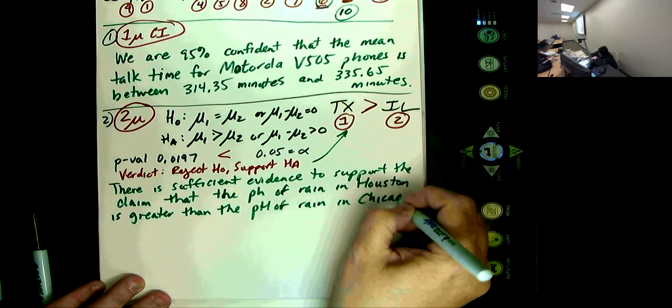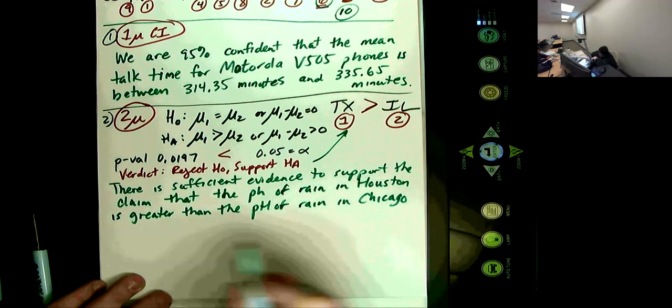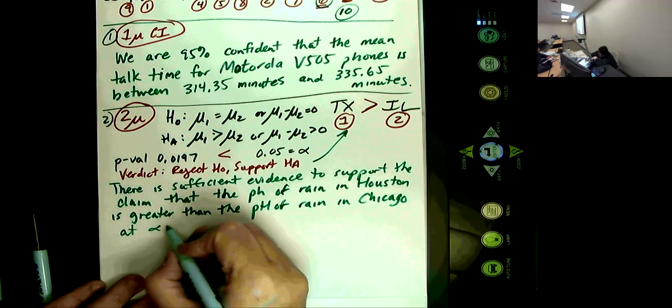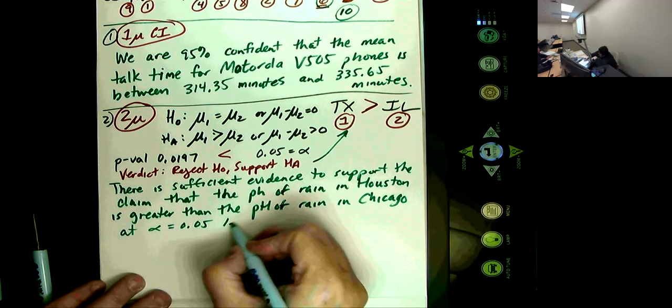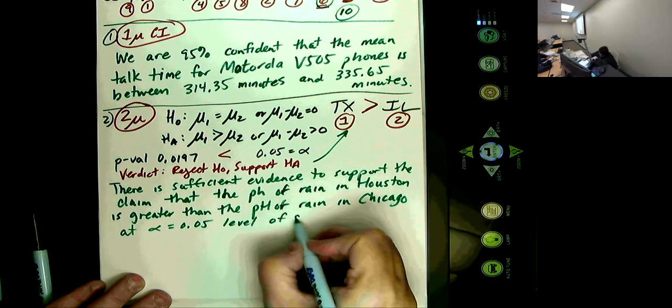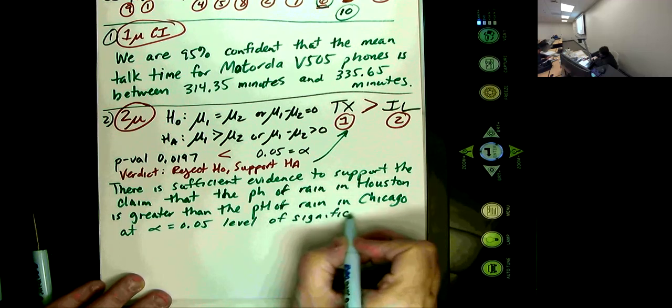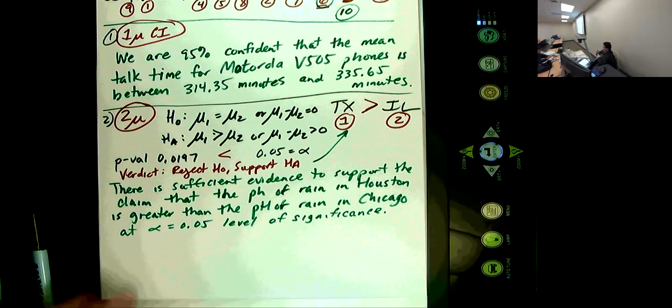And it's good practice to say the alpha: at alpha equals 0.05 level of significance. I can promise you already, not all of them will be 0.05.